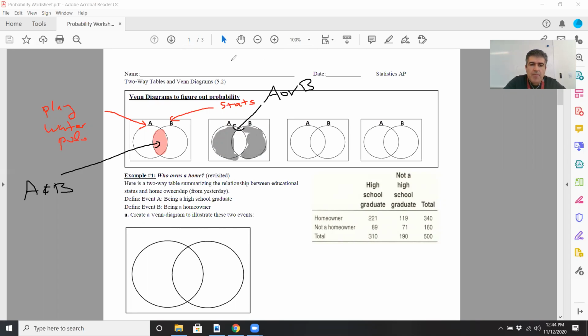This would be A or B, but not both. If you want that scenario, just so you know. But let's go back to what we just had originally. Now, what if I had all this shaded?